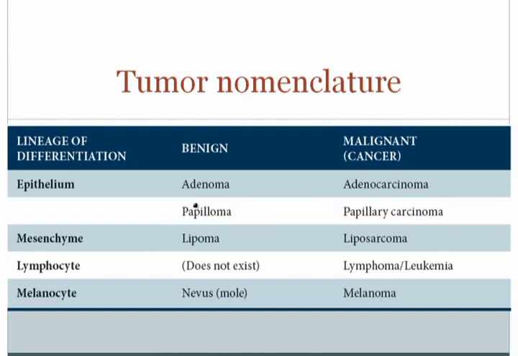Mesenchymal tissue can also produce tumors that will be benign or malignant, and it's going to be named based on the type of tissue that it forms. So lipo means fat, and oma means mass. So a benign tumor of fat is a lipoma, and sarcoma means malignant mesenchymal tissue. And so a malignant tumor of fat would be called a liposarcoma. And you can play this game with all types of mesenchyme.